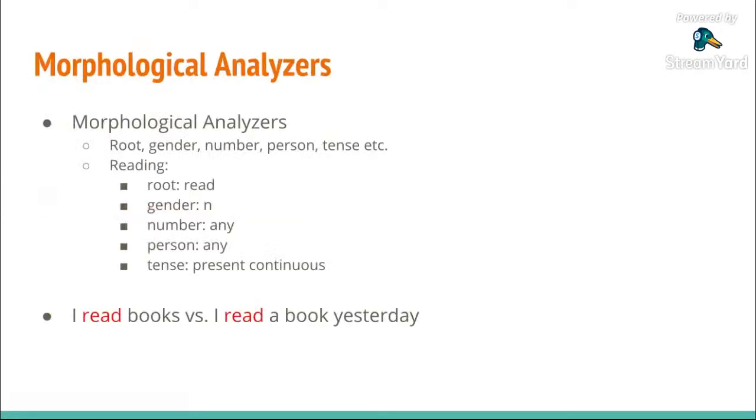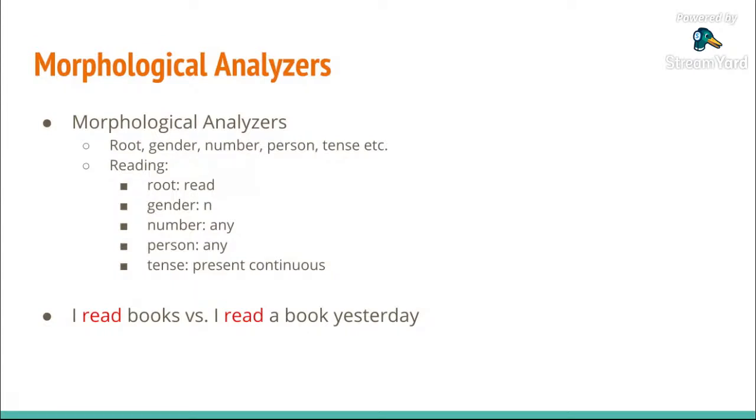As the word suggests, word level processing basically means we will analyze the word and try to get some information out of that word. The basic word level processing step is the morphological analyzer. A morphological analyzer takes the word and tries to identify morphological information like what is the root of the word, what is the gender, number, person, tense, etc.